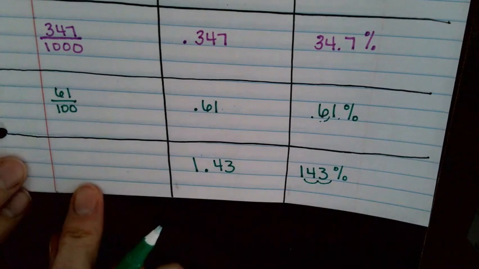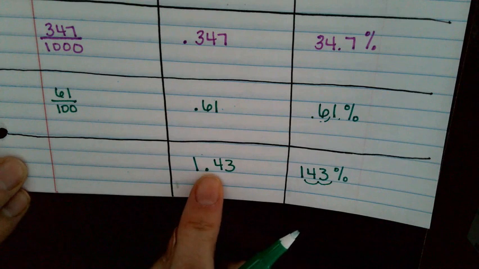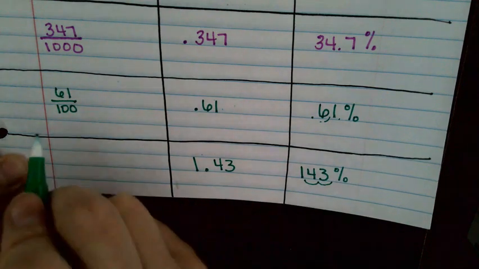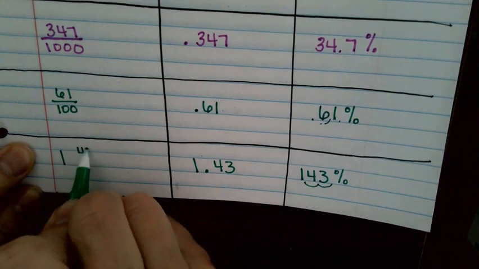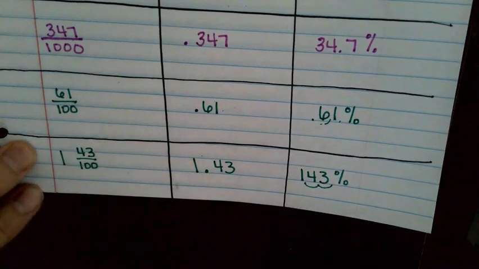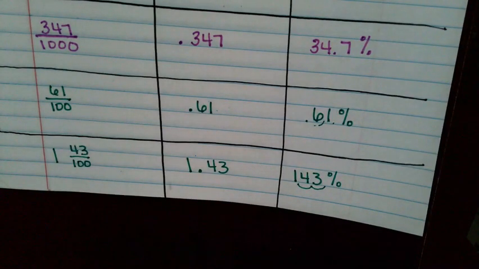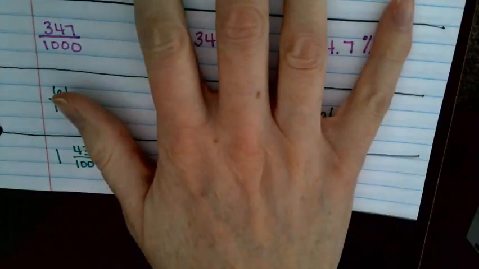What does that mean for my fraction, though? Listen carefully. 1 and 43 hundredths. Okay? All right. Let's go.